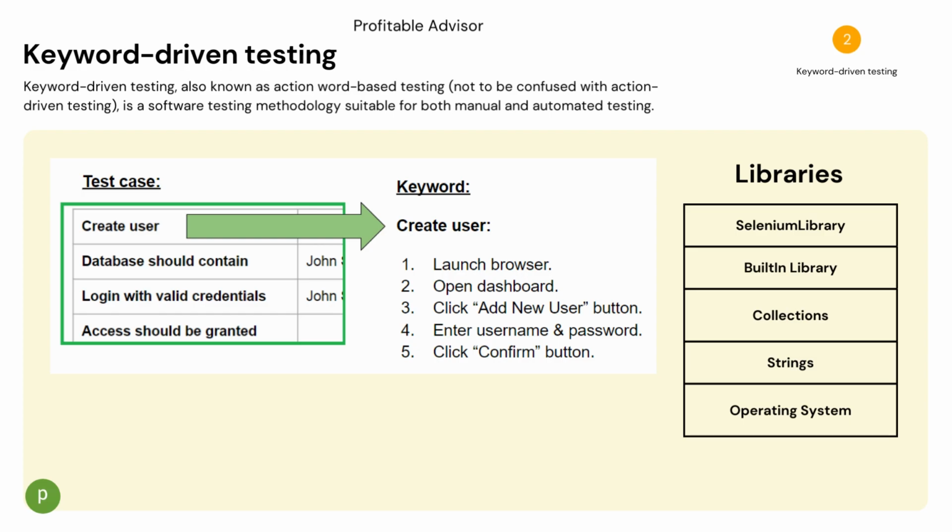So if you see launch browser, to launch the browser, you need a keyword. To verify whether the dashboard screen is presented, to verify that, you need a keyword. And to perform the click action, or to enter some username or password, to click on the confirm button, you need some keywords. Those keywords are coming from these libraries. Basically, this entire thing is happening in keyword driven testing.